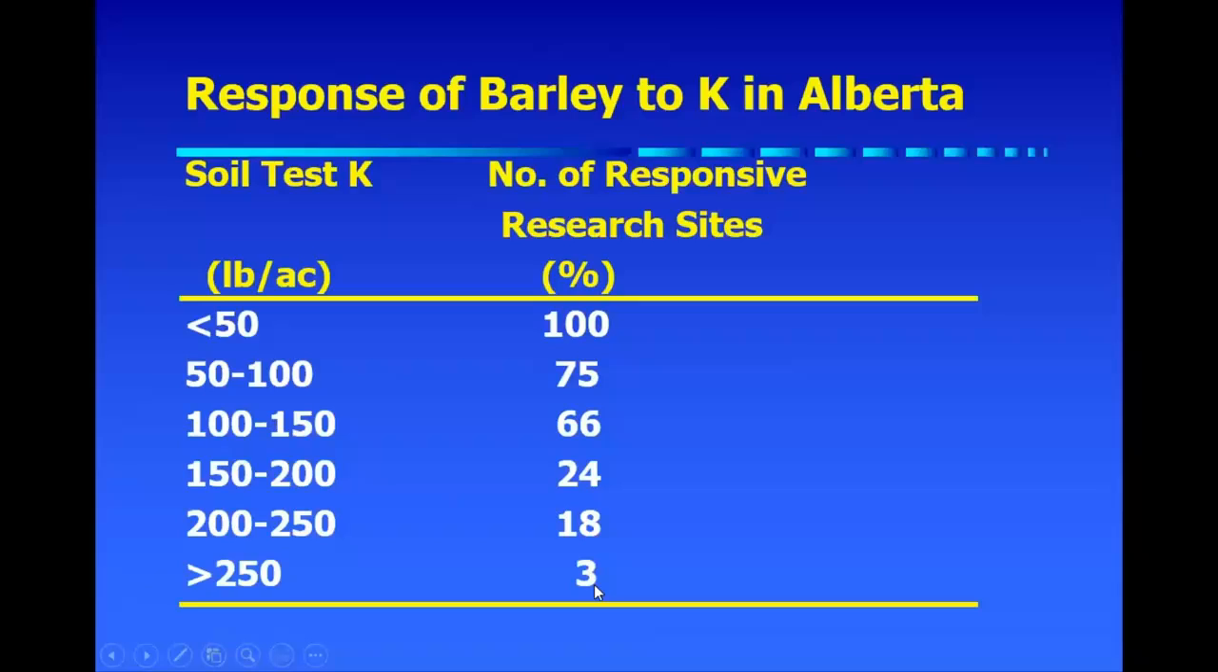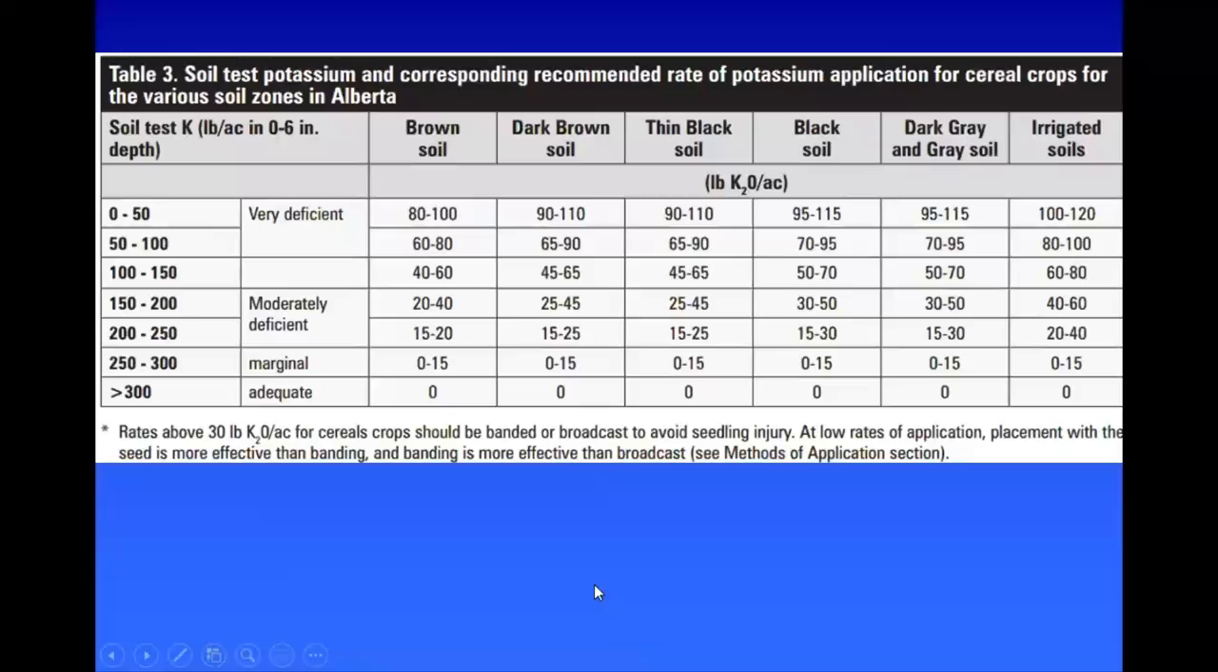And barley is the crop that does tend to respond more so to potassium than, say, wheat or canola. So here's a replica of the chart for cereal crops, for wheat and barley. If you're in the dark brown soil zone and your soil test level is between 150 and 200 pounds, we call that moderately deficient. And we'd be recommending somewhere between 20 and 45 pounds.